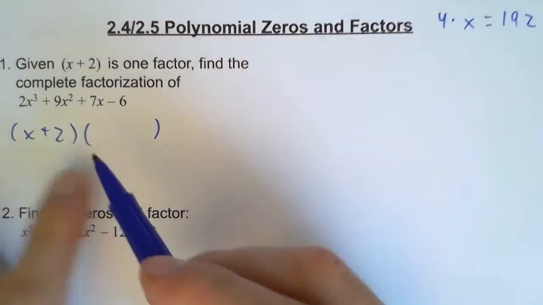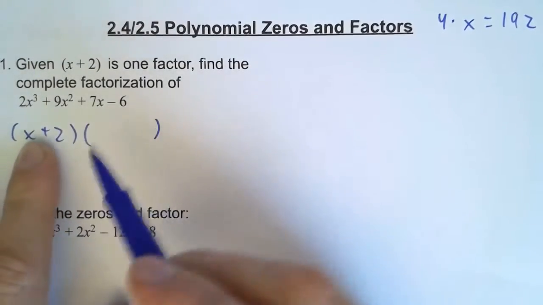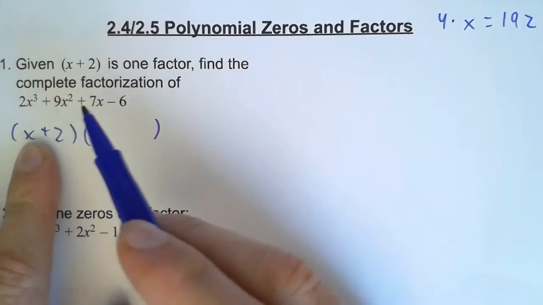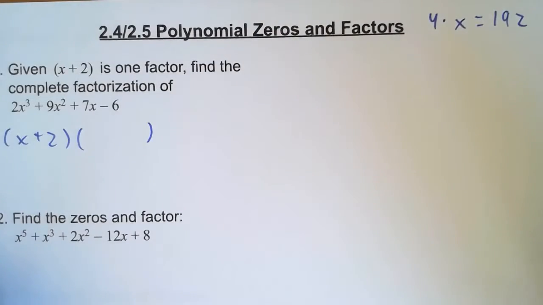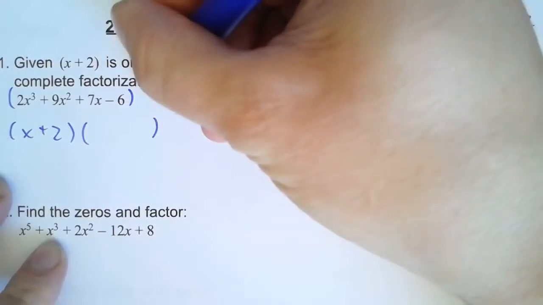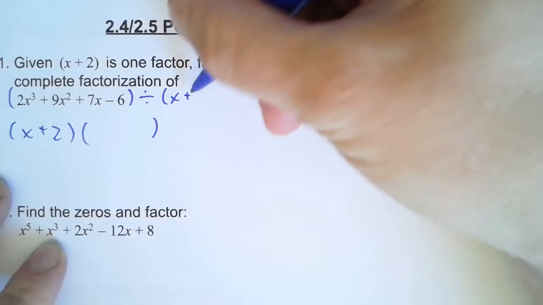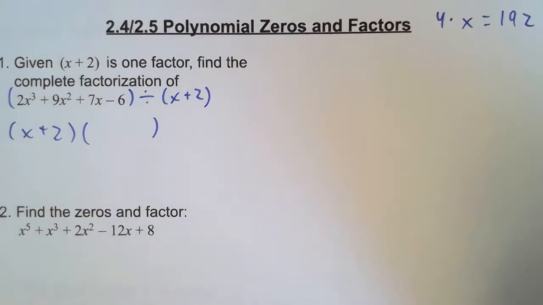If we've got x plus 2 times something, what are we multiplying by to get this answer? The way we figure out what to multiply by is division. Division is the opposite of multiplication. So we're going to do this division problem here. That's going to be our tool for factoring today: to use division. Isn't it nice that we learned a quicker way to divide, right? We don't have to do long division every time.